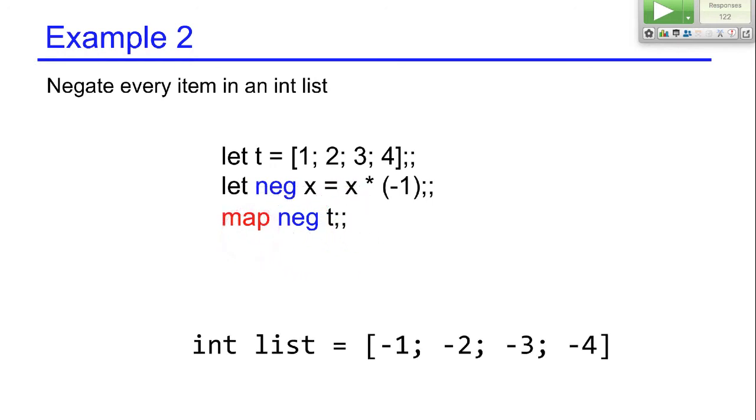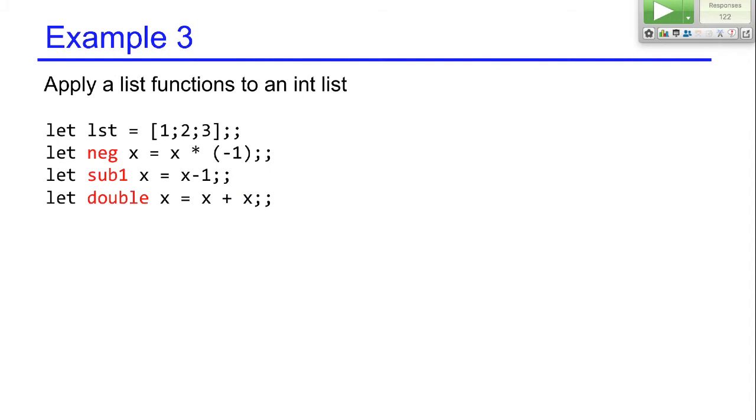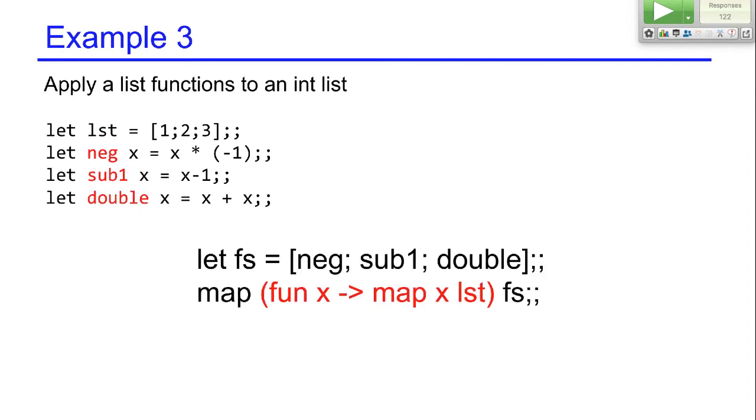You get the new list of -1, -2, -3, -4. Cool? This is a little bit more. That is, I have a list of functions applied to an integer list. That is, I have an integer list of 1 to 3, and I have 3 functions: negate, sub1, double. These are the functions we saw earlier. Each of them has the same type. They all take an integer, return an integer. So I can put those 3 functions into a list.